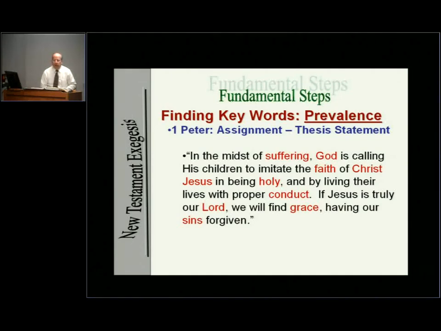Now, if you've studied 1 Peter, you know that that pretty much hammers it right there. That is the essence of the book. But that was just by merging together the key words. Now, I've already read through the book, so I already had a provisional sense. But now I'm seeing the recurrence of words, and I'm coming up with this thesis statement.